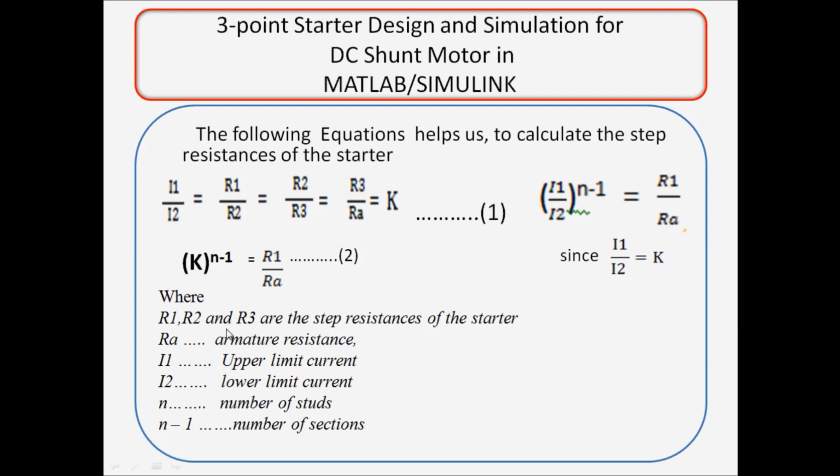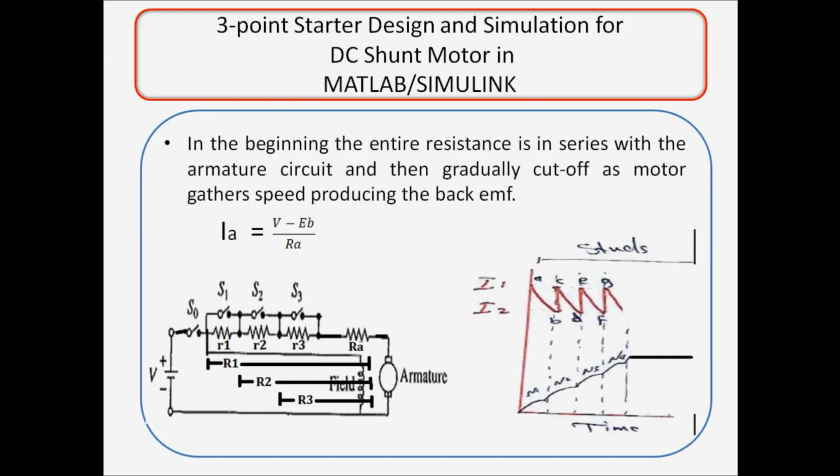where capital R1, capital R2, capital R3 are the step resistors of the starter. RA is the armature resistor. I1, I2 are the upper current limit and lower current limit respectively. And small n is the number of studs, n minus 1 is the number of sections. Studs means, here see, this is stud 1, stud 2, stud 3 and stud 4. And this is section 1, section 2 and section 3. Means 4 studs are there, means 3 sections.